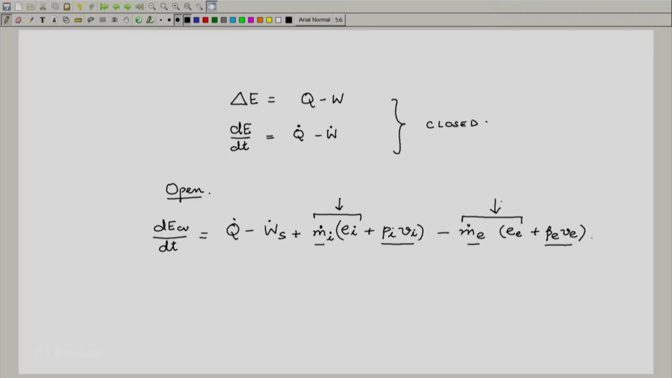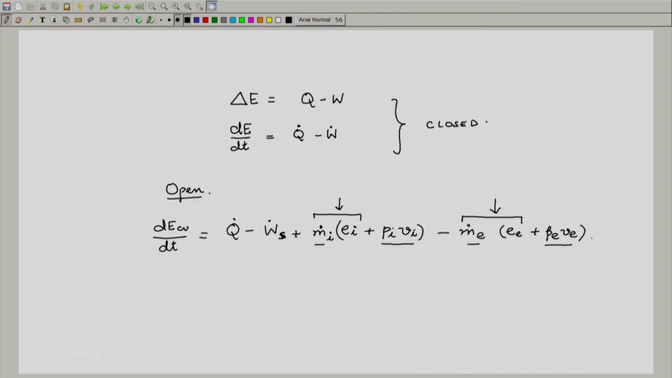Apart from this, there is this additional work to put the mass into the system and out of the system, which we consider separate from W dot s, and you would remember that we separated out E as u plus kinetic energy plus potential energy, and the u and Pv we added together and got H. So, these are things that one must notice.